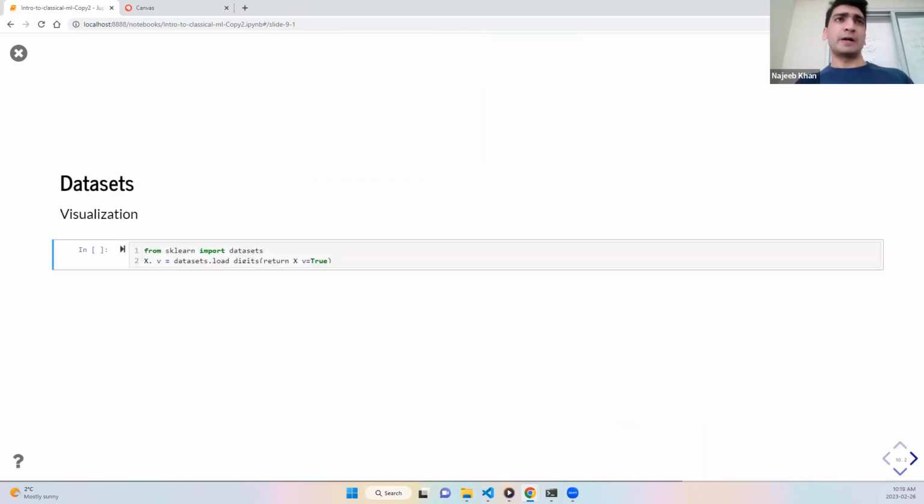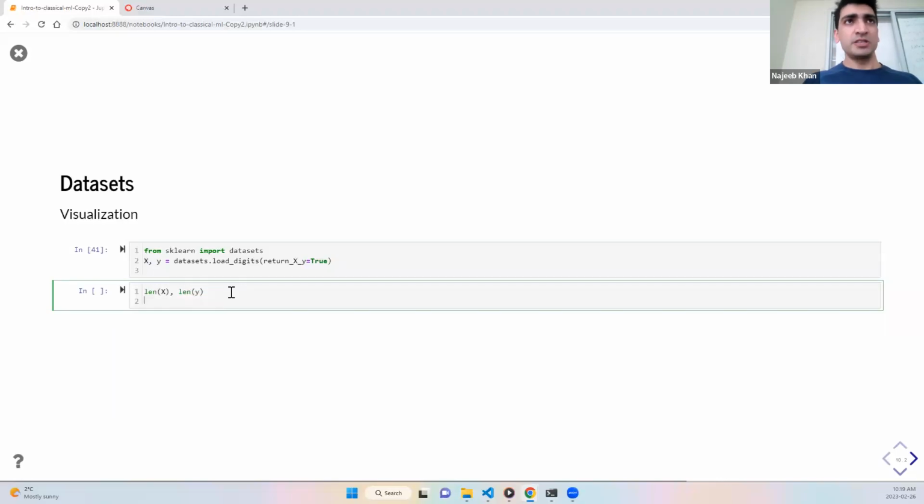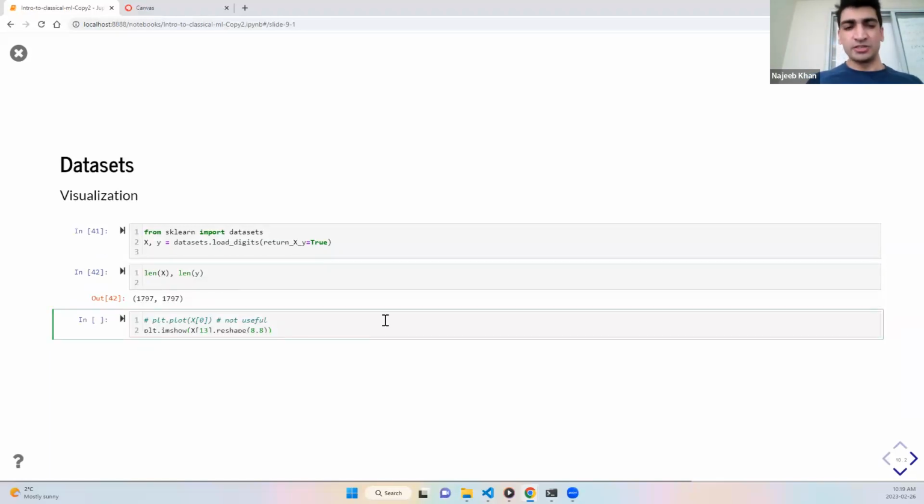So we will be using the handwritten digits data set. Here I'm going to visualize the data set a little bit. From sklearn, we import the datasets and then load the digits data set, and it returns a pair of vectors. One is the input matrix and y is the labels. Let's look into the lengths of these. So we have 1797 examples. And let's plot some of these.